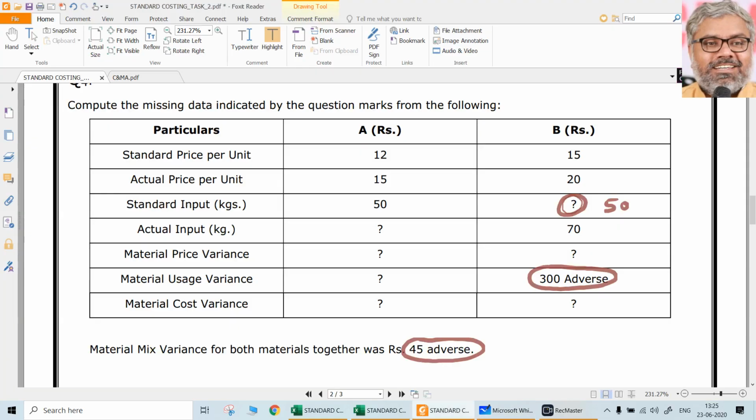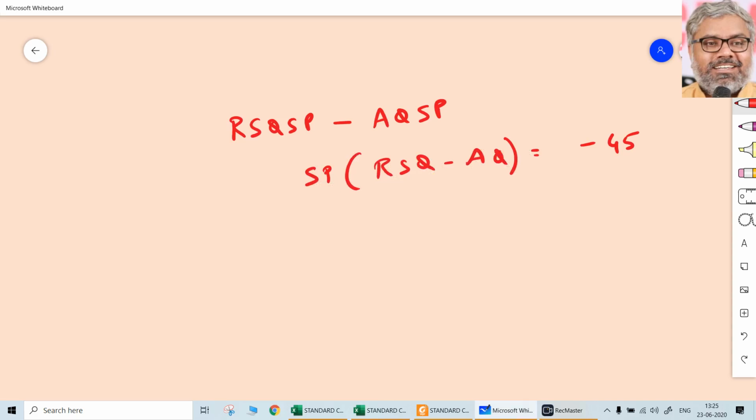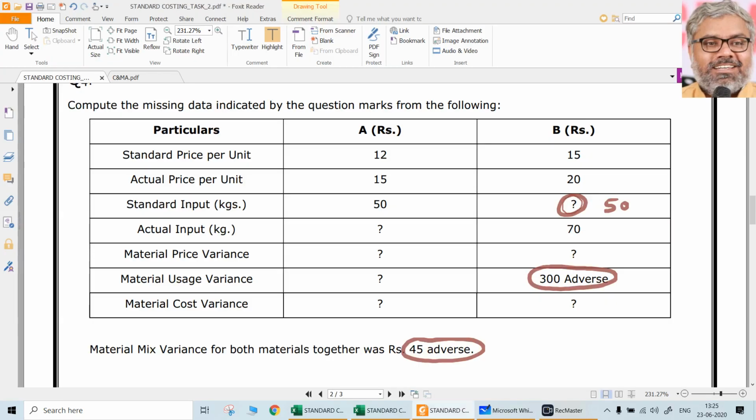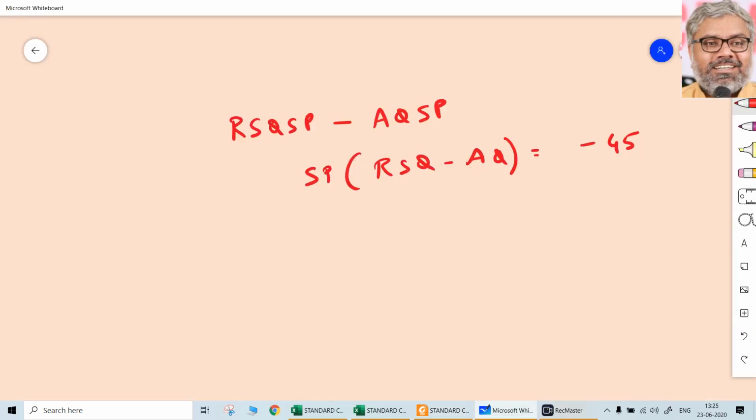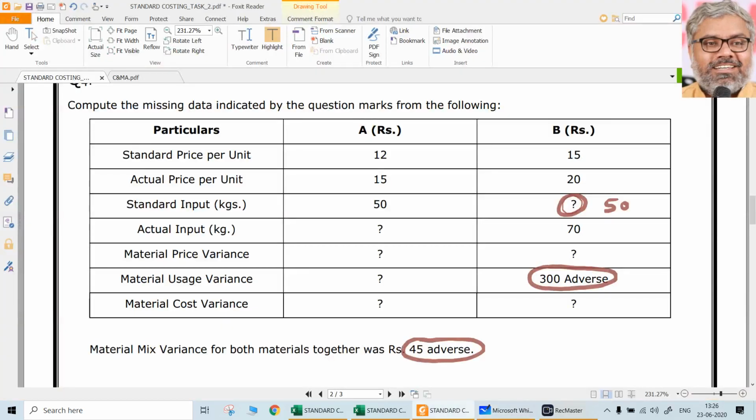What is the standard price here? Standard price for material A and B, do we know? Yes, we know that. Actual quantity for material B we know? Yes. Material A we don't know. What we don't know, let us consider it as X. Naturally, when you don't know something, call it as X.